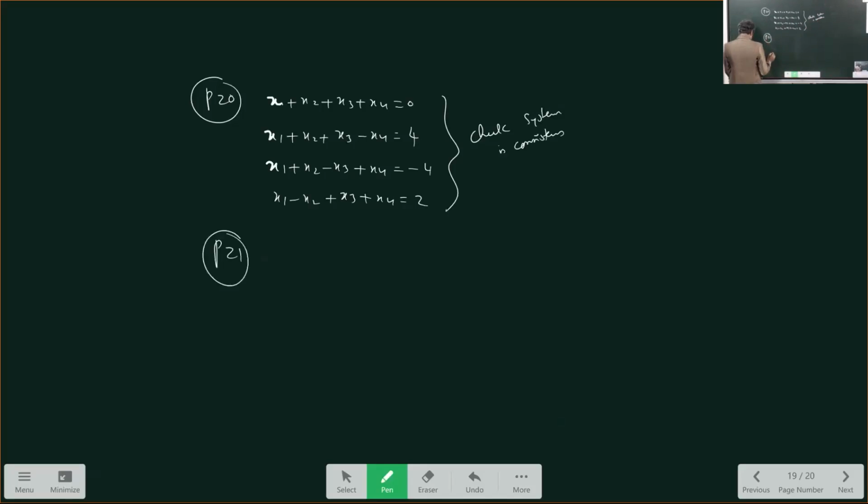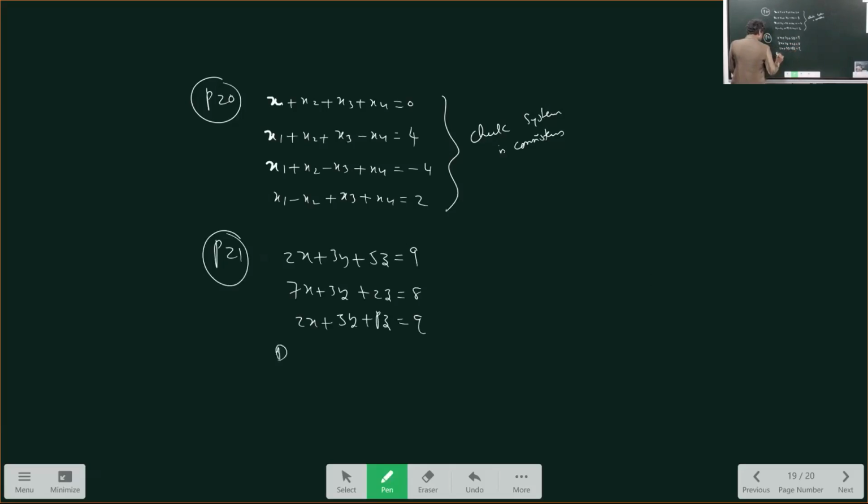P21. 2x plus 3y plus 5z is equal to 9. 7x plus 3y plus 2z is equal to 8. 2x plus 3y plus pz is equal to q.